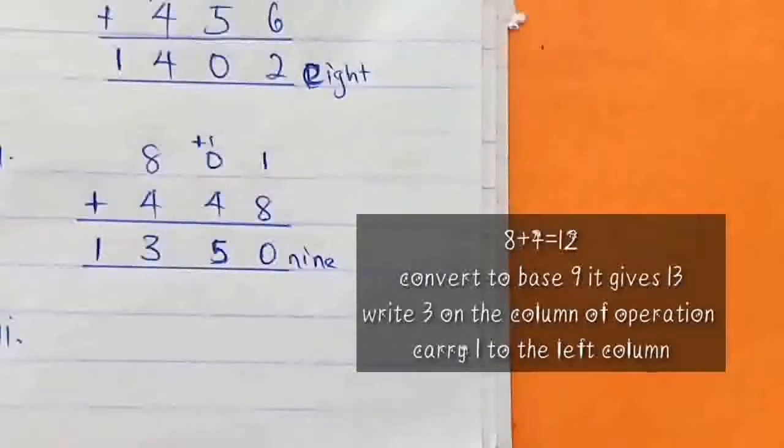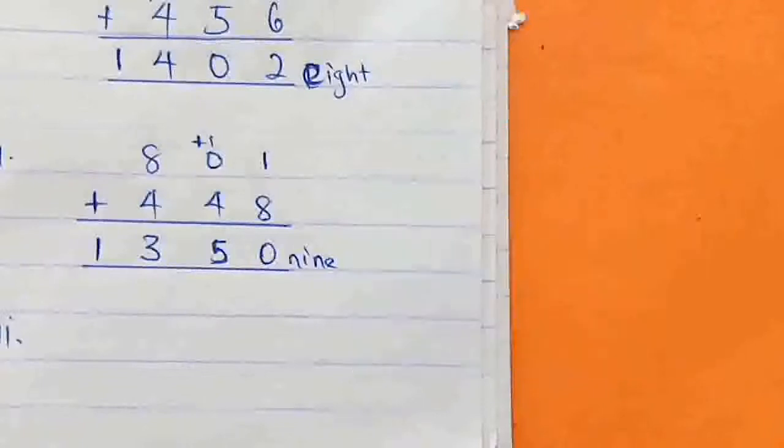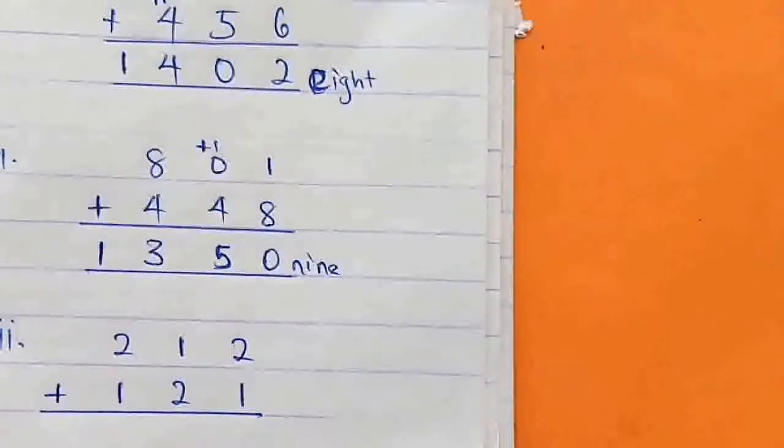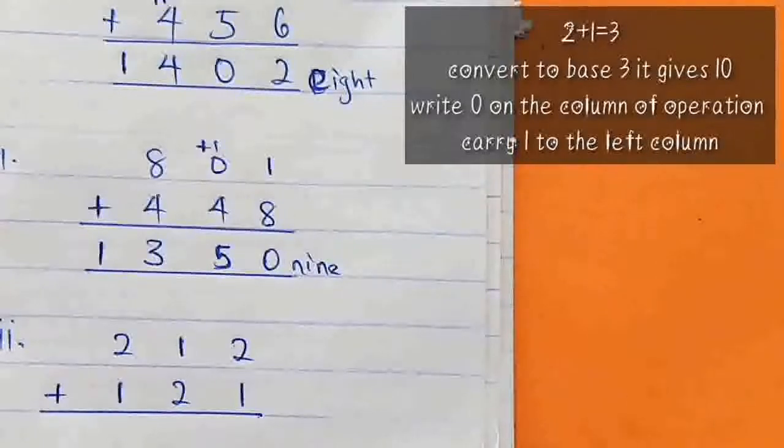The last question on this addition in other base is in base 3. Remember we are dealing on base 3. Okay, 2 plus 1 will give us 3. Convert 3 to base 3. As you can see on the screen, we will have 1, 0. And 1, 0, we write 0, carry 1. Just as we've been doing before.